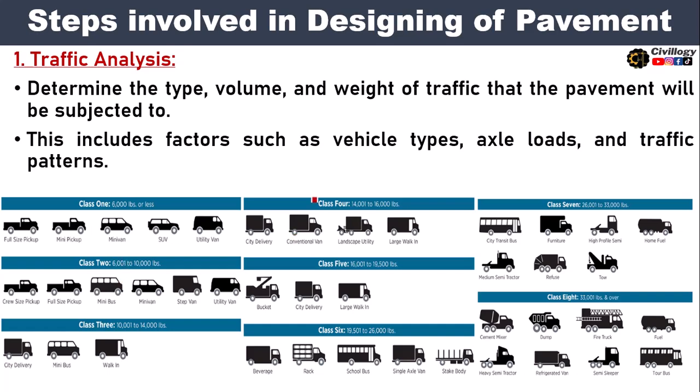Then there is class 4, class 5 and class 6 of vehicle. Their weight ranges between 14,000 lbs to 26,000 lbs. Then class 7 weight starts from 26,001 lbs to 33,001 lbs and over. Such types of vehicles should be kept in your mind while analyzing the traffic.